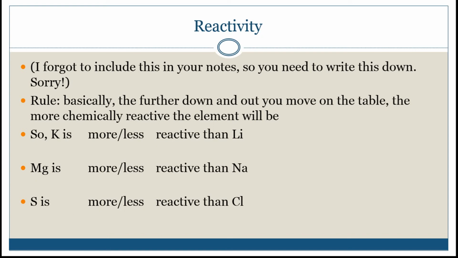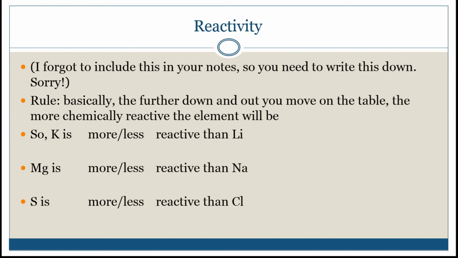You got room? We need to talk about reactivity. It turns out, on the periodic table, the further down and the further out you go, the more boom you get. You want to write this down, and you want to put this right there somewhere. Or you can put it all the way across. You got room at the bottom of the page. Well, you don't need to write down the I forgot part. Okay? So the rule.